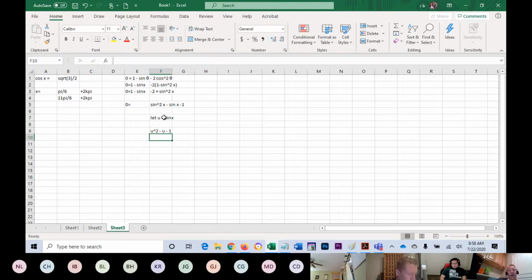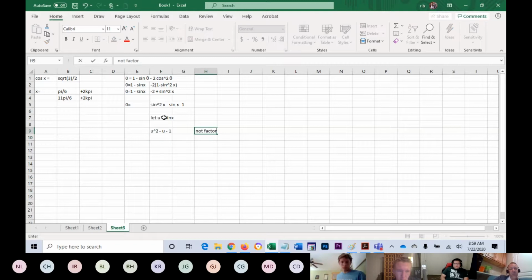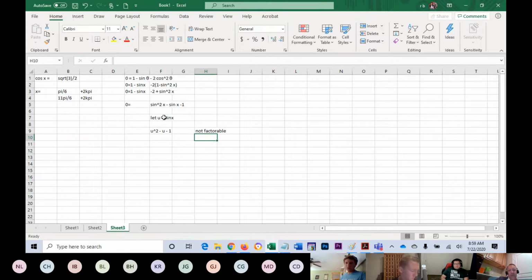Is that factorable? It's not factorable. If you use the AC method, you get a positive 1 and a negative 1, which will leave out the negative sine of x in the middle. So it's not factorable. So what do we do when it's not factorable? Use the quadratic equation.